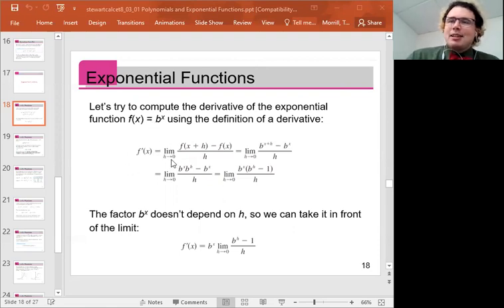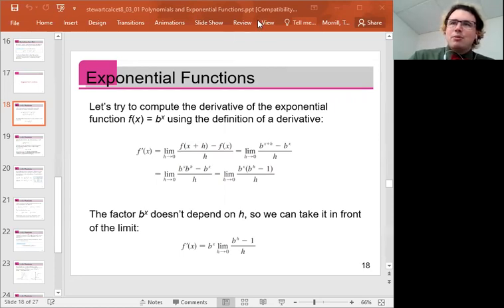So let's look at the limit as h goes to 0. I have f of the quantity x plus h minus f of x, all divided by h. So let's fill in the formula for my exponential function. And I'm going to leave the base as some constant b. So this is equal to the limit as h goes to 0 of b to the power x plus h minus b to the power x, all of this divided by h.